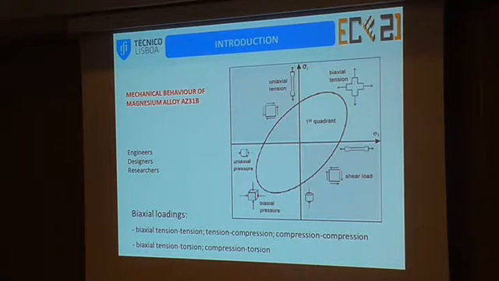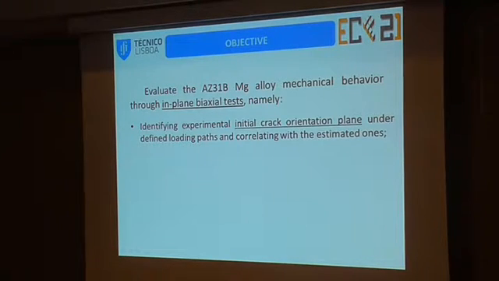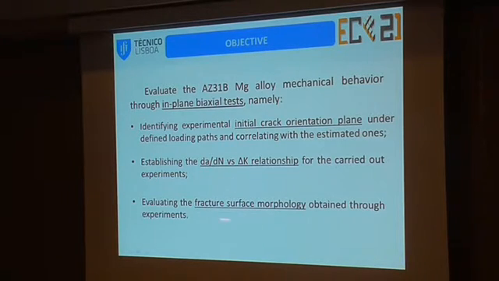Now, bringing us to the topic, we are interested in knowing the mechanical behavior of this alloy in the four planes, and we are going to perform some tests here and here in the biaxial plane. So the objective of our work is to evaluate mechanical behavior and namely identify experimental initial crack orientation under the defined loading paths, relating it with the estimated life. We also want to establish the da/dN and delta K relationship for the carried out conditions, and also to evaluate the fracture surface morphology after performing the experimental tests.